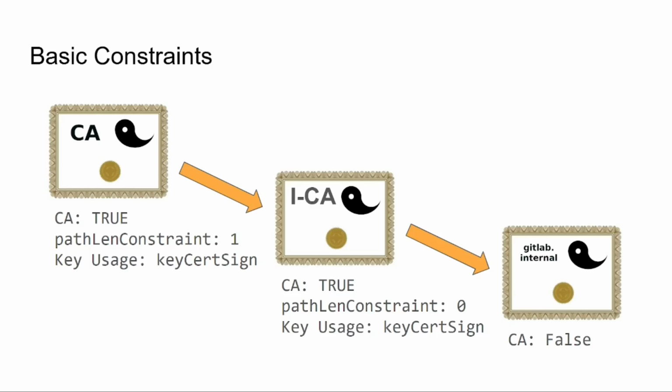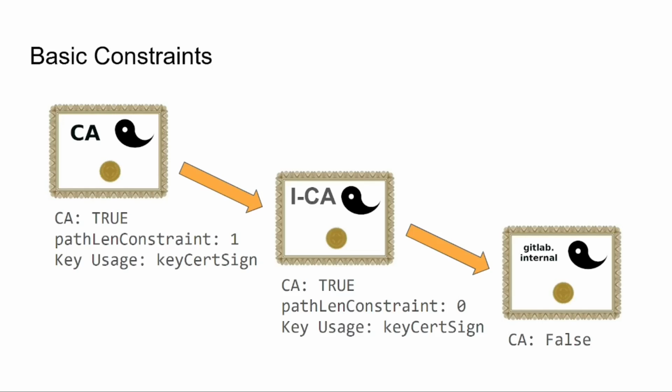The other field is an optional path length constraint. This controls the depth of the trust chain you're allowed to build. A certificate with no path length constraint has no limit on the depth of the trust chain, so you can have intermediate certificates as long as you want. Don't do that.